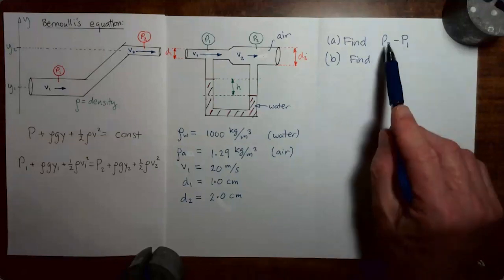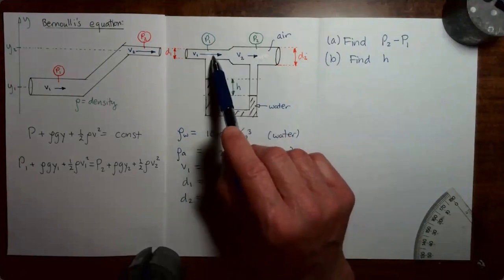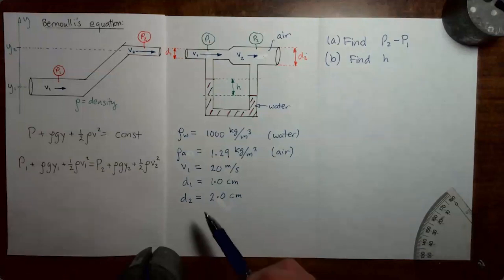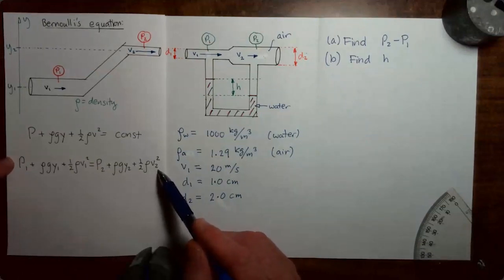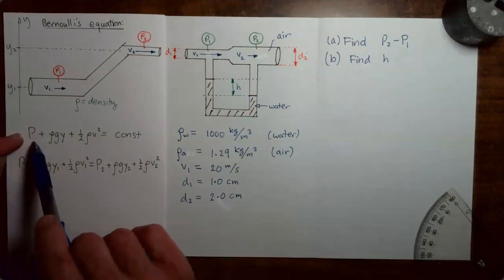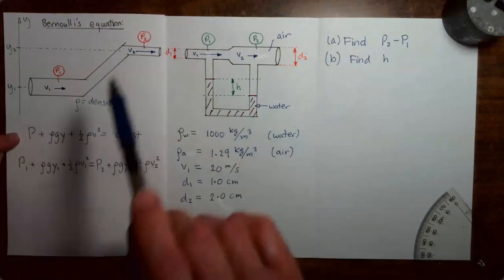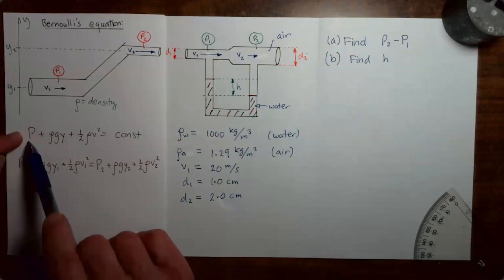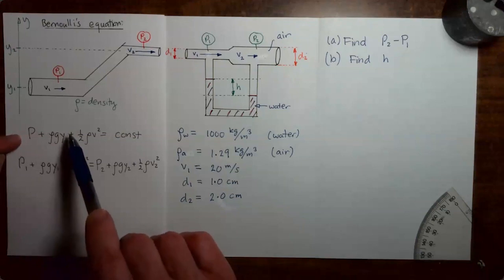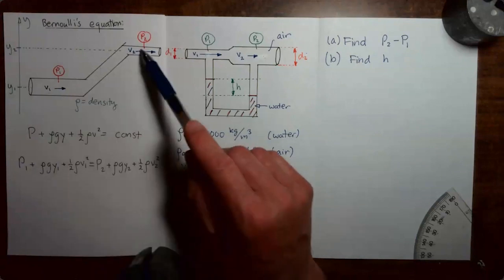So with that, let's start trying to find the pressure difference between the wider horizontal segment and the narrower horizontal segment. We're going to start with Bernoulli's equation, which I introduced you to in an earlier video. Bernoulli's equation says that this quantity is a constant as you follow the flow: pressure plus density times little g times vertical height plus 1/2 density times flow speed squared.